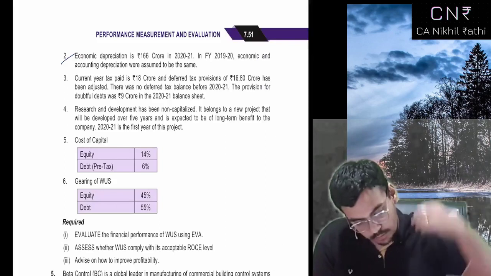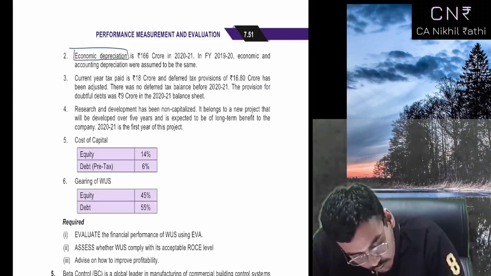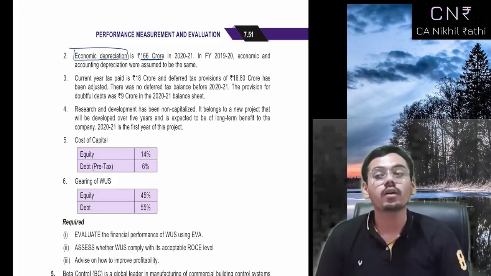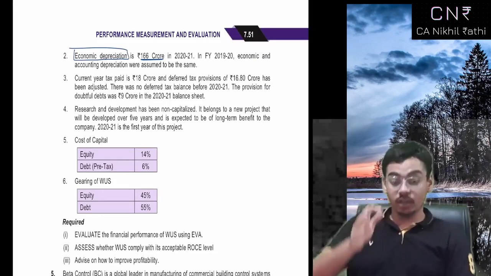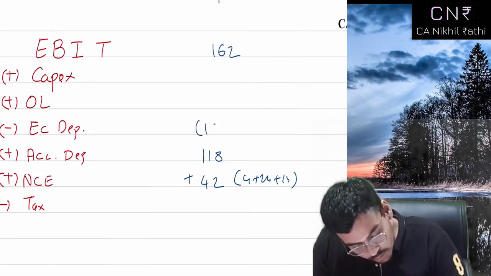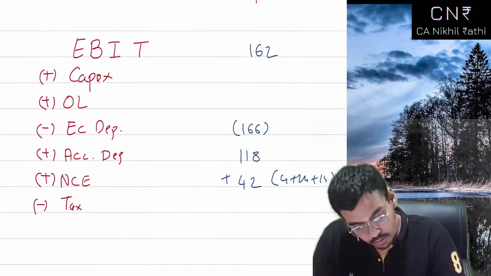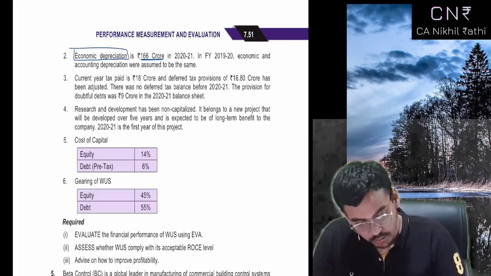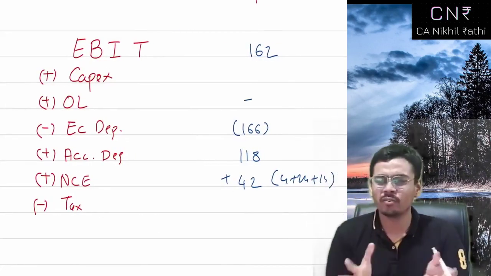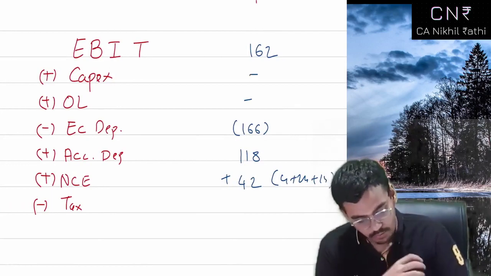Economic depreciation. Now this is important. Economic depreciation is 166 crore. So we reduce the economic depreciation, that's why less economic depreciation, 166. Then operating lease is not given, so that's okay. And capital expenditure, we have quoted this exactly here, below.